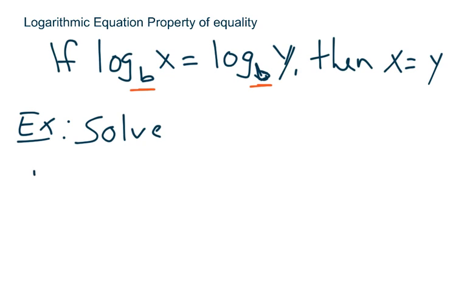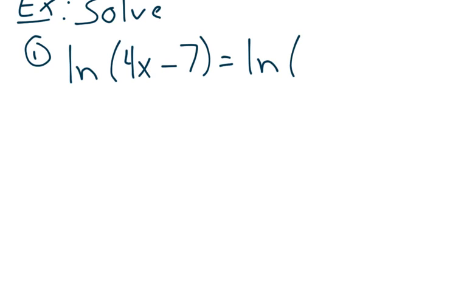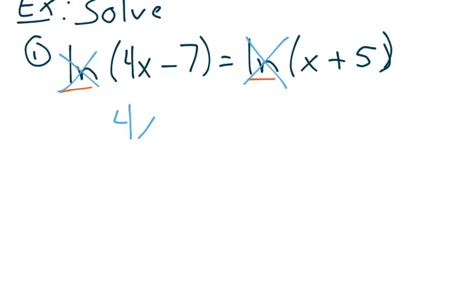So solve number 1. It says natural log of 4x minus 7 is equal to the natural log of x plus 5. So the bases are the same. They're both natural logs, log base e. So if we're taking the natural log of both sides, we can really think of it as they're not there at all. We'll just drop them both and set the insides equal to each other. 4x minus 7 is equal to x plus 5.